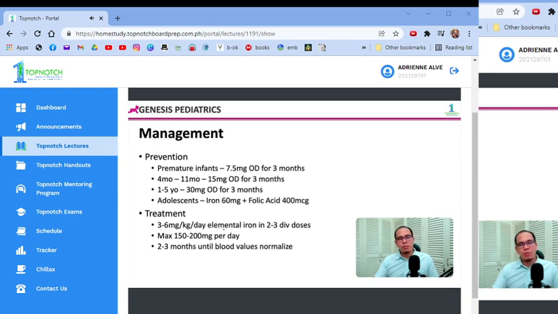The treatment is to give 3 to 6 milligram per kilogram per day of elemental iron in 2 to 3 divided doses. But again, there are some studies showing that once daily dosing is more effective. Okay, maximum adult dose is 150 to 200 milligram per day, and we usually treat it for 2 to 3 months until your blood values have normalized.